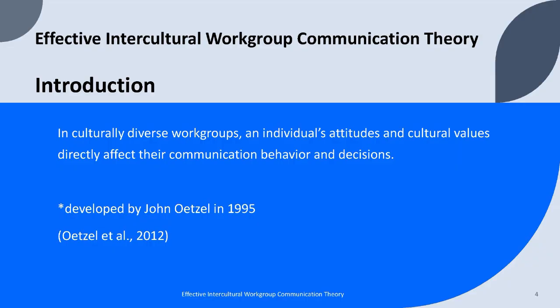So as an introduction to this theory, we kind of want to look at what it is, where it came from, and maybe some terms that we need to know. So this was a theory developed by John Oates in 1995. He's actually one of the authors of the textbook we're reading.